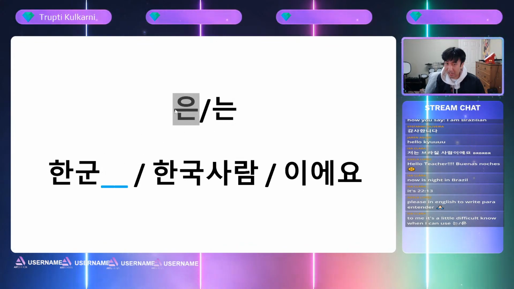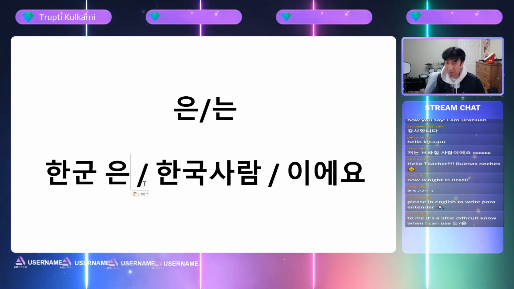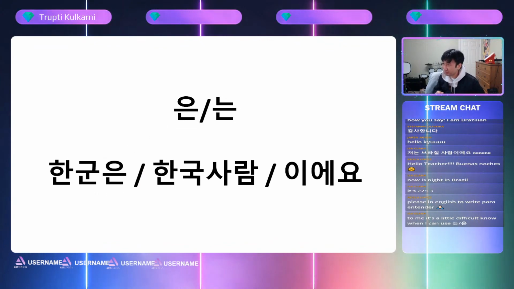So 한군, is it 한군은 or is it 한군는? If you look at the last character, it has a 받침. So we use the particle 은 instead of the 는.